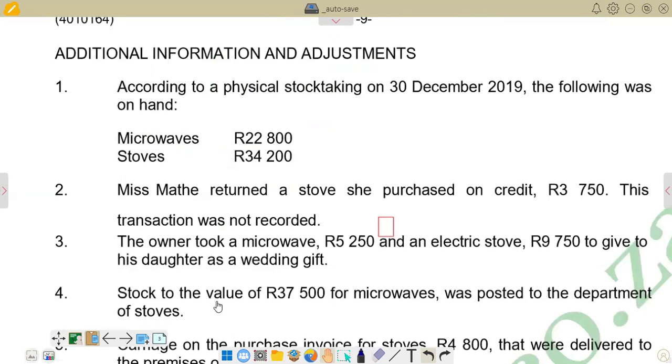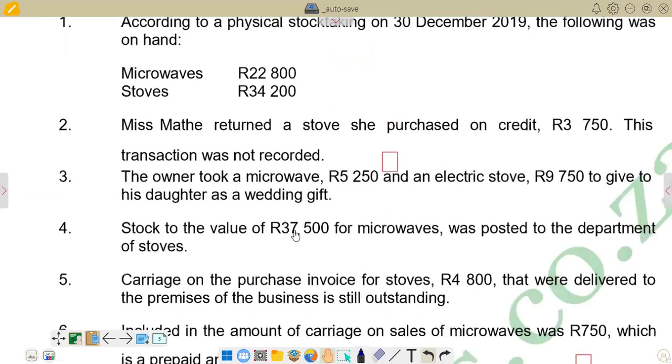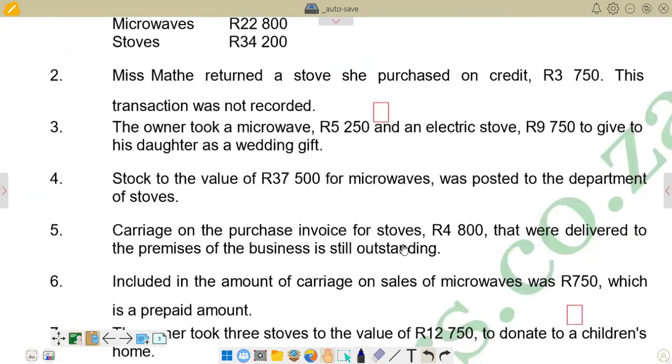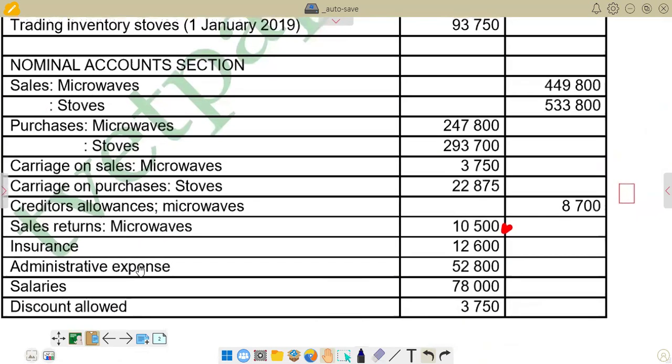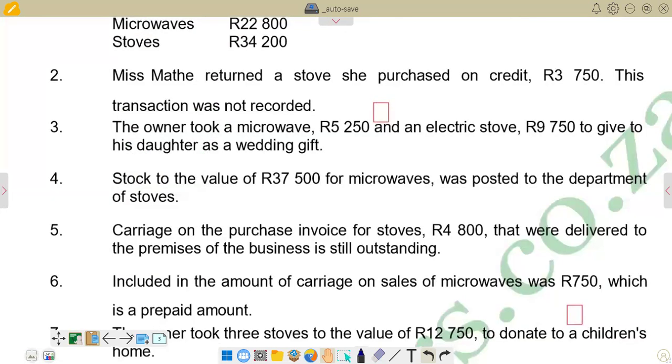Let's try to see. Go to item 5, saying carriage on purchase invoice for stoves, 4,800 rands that were delivered to the premises of the business is still outstanding. So still outstanding means it's an owing, which means you are supposed to add to the figure that we are given there, and you are seeing that is for stoves again. So we add it to that one that we are given in the list of balances, which is 4,800. Then we add it to 22,875. Get our total. It's only relating to stoves.